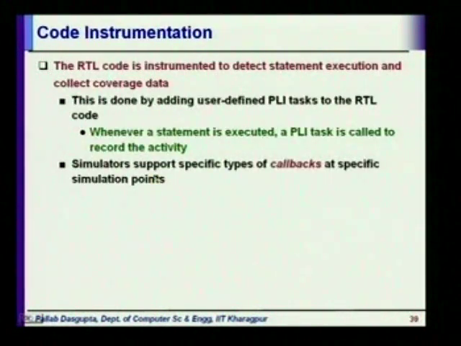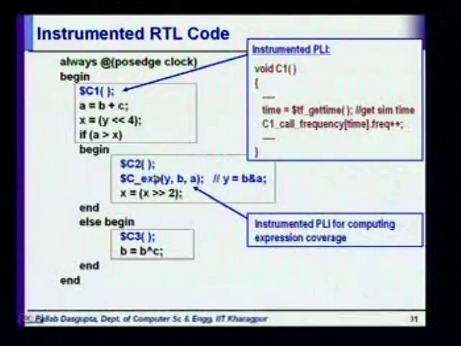Now to check all this coverage, we need to do what is typically called an instrumentation of the RTL code. We need to plug in appropriate things within the RTL code so that these coverages can be monitored, right. So for example, this is an instrumented PLI. PLI is the programming language interface. So what we are doing here is that it is the same code that we saw previously, except that we have inserted these calls.